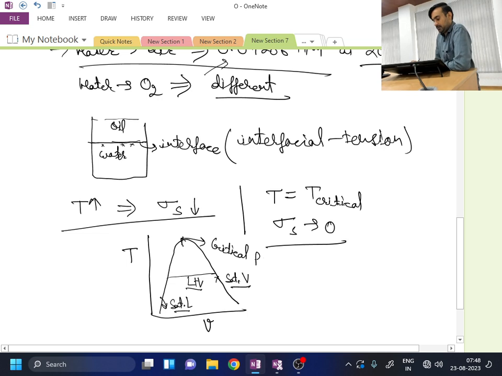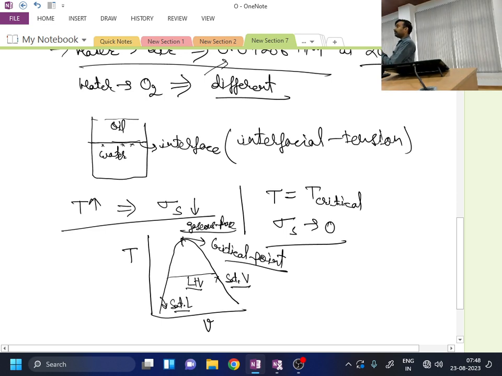that particular point is called the critical point. Above the critical point, we will always have only the gaseous phase present. There will not be any liquid. So above the critical point, our liquid will get converted into the gaseous phase. If liquid is converted into gaseous phase, it will not create any free surface. If it is not creating any free surface, there will not be any surface tension.